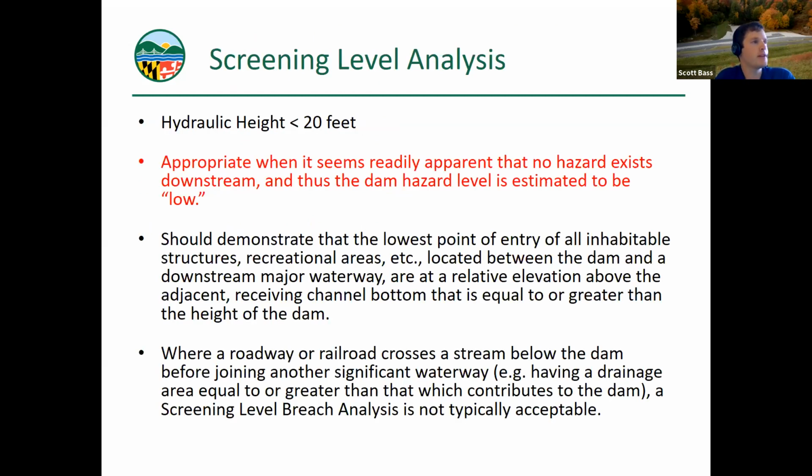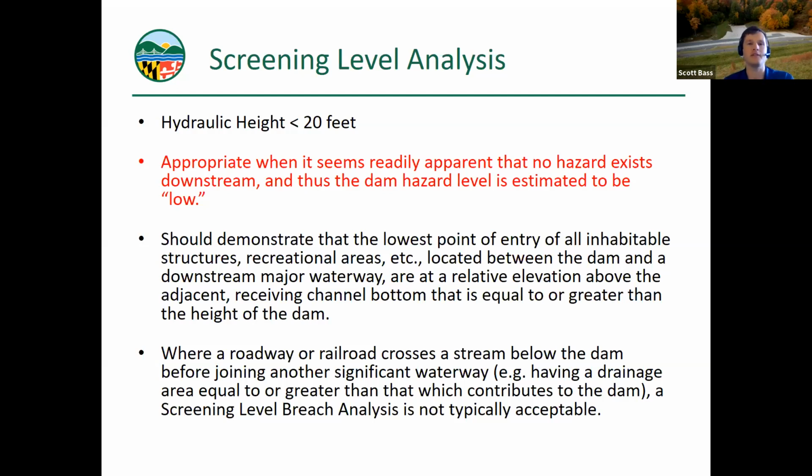And so this screening level analysis, we allow for dams up to 20 feet tall. And this is appropriate when it seems readily apparent that no hazard exists downstream, and thus the dam hazard level is estimated to be low. An example of this would be you have an 8-foot tall dam that discharges to a steep stream valley where homes are 20 feet above the stream channel. Or let's say your pond discharges directly to the Potomac River.